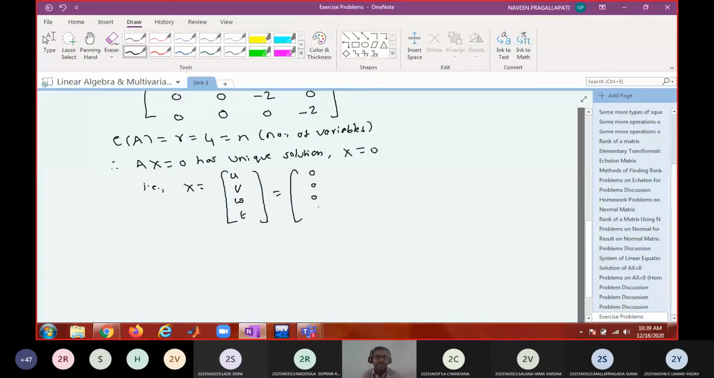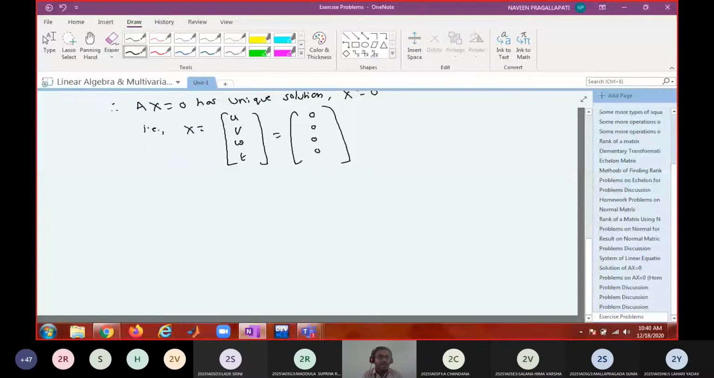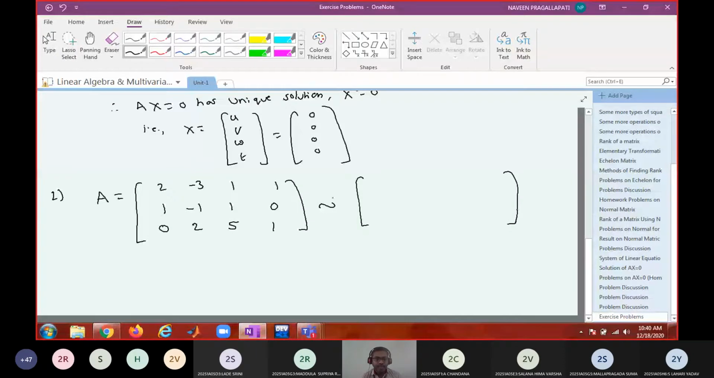Okay, so that's it. In a similar way, can you tell me the coefficient matrix in the second system? 2 minus 3 1 1. Next row, 1 minus 1 1 0. Third row, 0 2 5 1. When transformed into echelon form, I'm leaving this as an exercise to you. So you all should complete this.